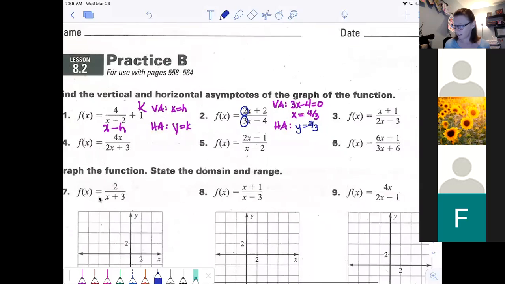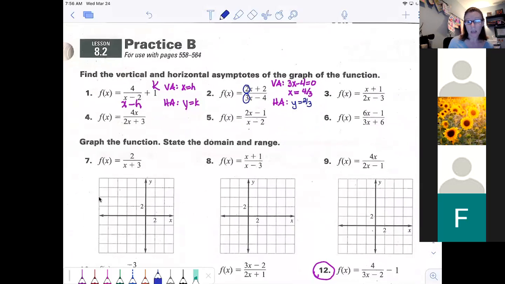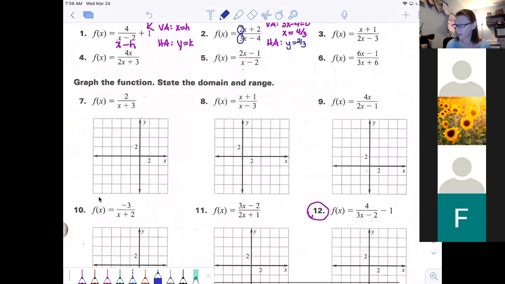So number 1 is the form that we talked about yesterday. The rest of it is the form we talked about today. And then looking at those graphs, 7, 8, 9, 10, and 11 are the form we used today. Number 12 is the one that's different. So you have about 8 minutes remaining. You can work on this worksheet. If you have any questions, feel free to stay on.